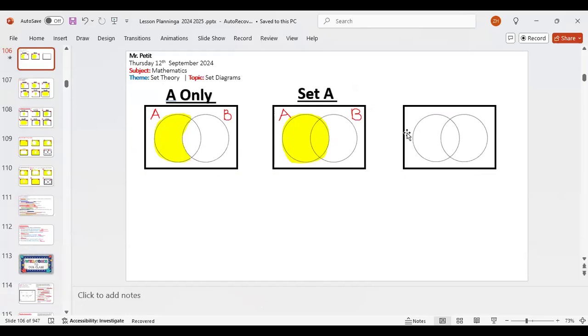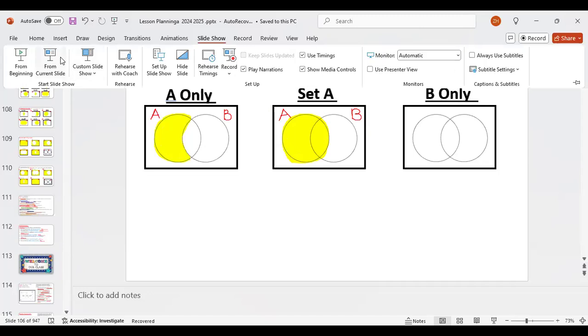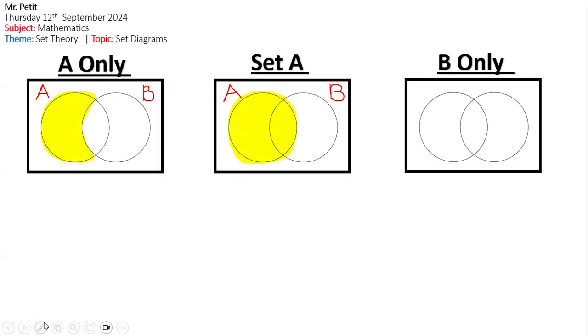Okay, so what I want now is B only. If I want B only, how does that look? B only is just the section where B is, not the intersection and not A. Very good, Miss Gray. So this is B.